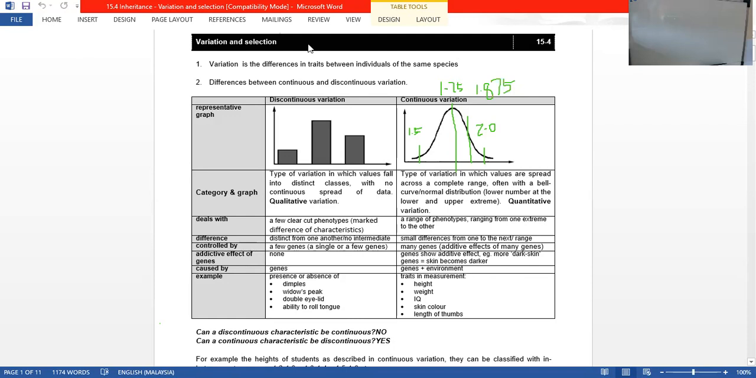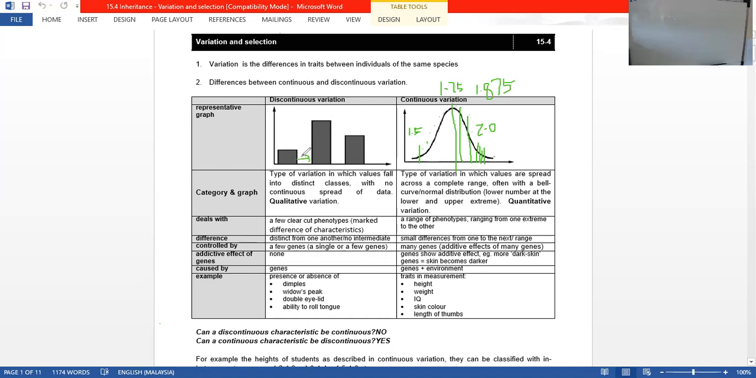You can always find this value, then in between these two values, then in between these two values. So that means the values are continuous. You don't have a gap. Unlike discontinuous variation, there's a gap.